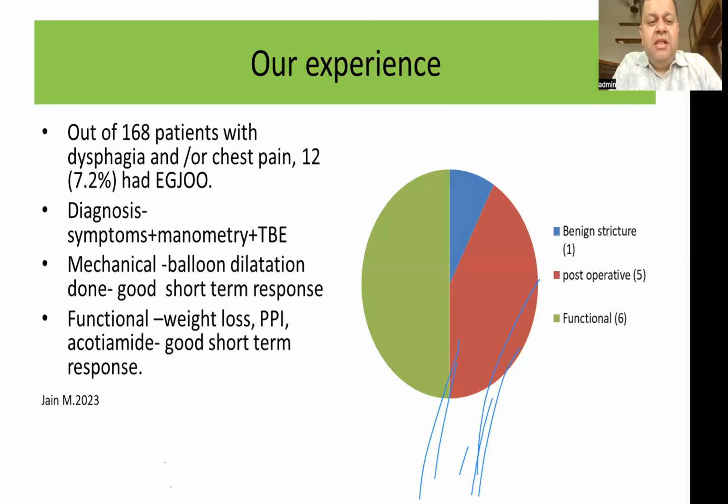Now, for those having a mechanical obstruction, treatment with balloon dilatation was done, initially with through the scope balloon dilatation in 3 patients and pneumatic dilatation in the rest, and there was a good short-term response. In those who had a functional or idiopathic EGJ outflow obstruction, the majority of the patients were obese, so they were suggested a weight loss program. They were started on PPI, acotiamide was used, and there was a good short-term response at the end of 6 months.